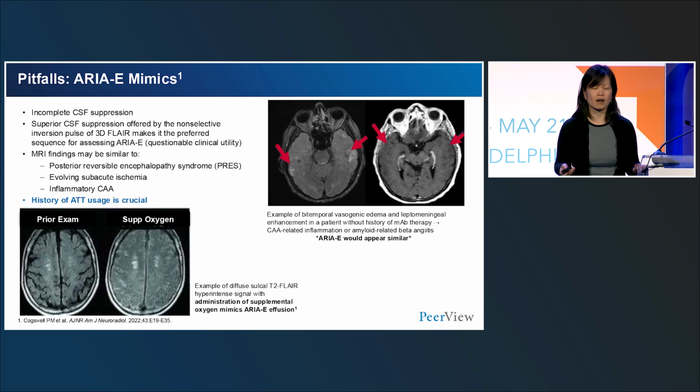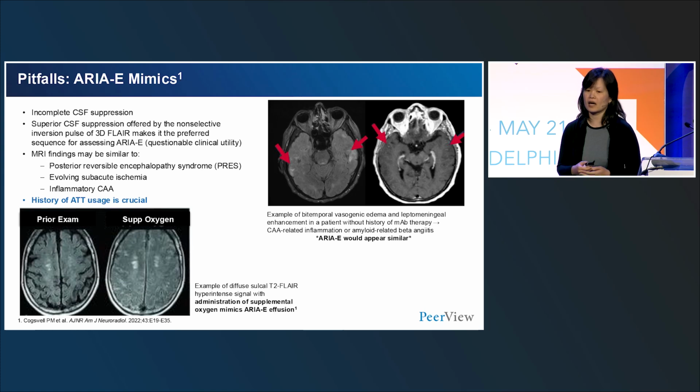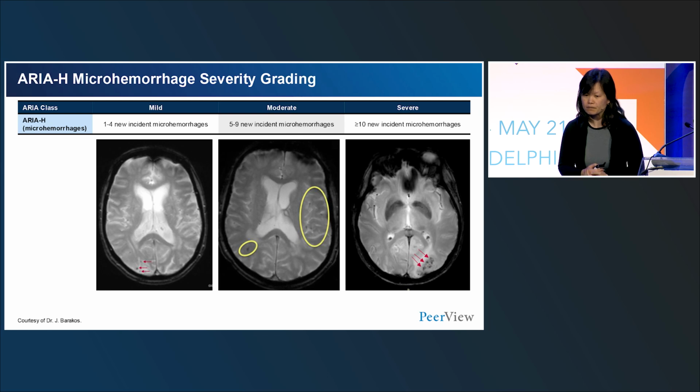PRES can mimic ARIA, and so there's even some notion, some people think ARIA really is PRES. There's some debate about that. Ischemia, obviously, you want to rule out. That's why we have the diffusion-weighted sequence, and CAA, as I mentioned. But the key thing in your institution is to make sure you have that history of amyloid-targeted therapy, either in Epic, or if there's a way to highlight it in your history when the neurologists are ordering these studies. It's important to know that history when you're reading these studies.